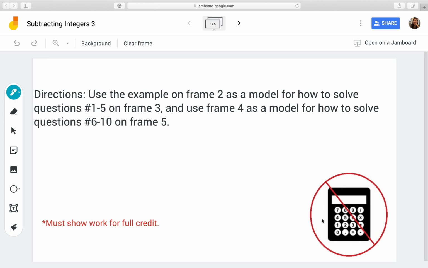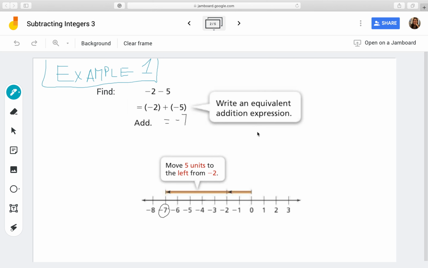Of course, you're not to use a calculator for these, so that's kind of a reminder for you there. The directions say use example 2 on frame 2 as a model for how to solve 1 through 5. So let's look at frame 2. Frame 2 is our first example.